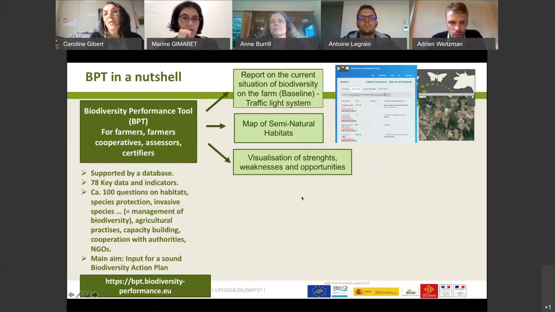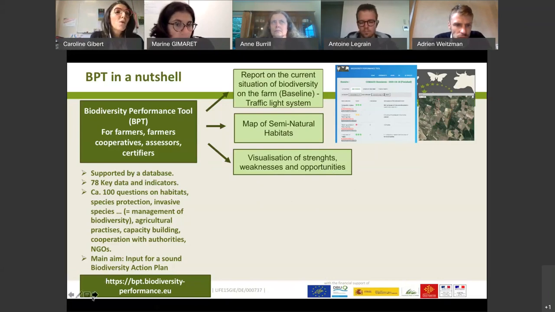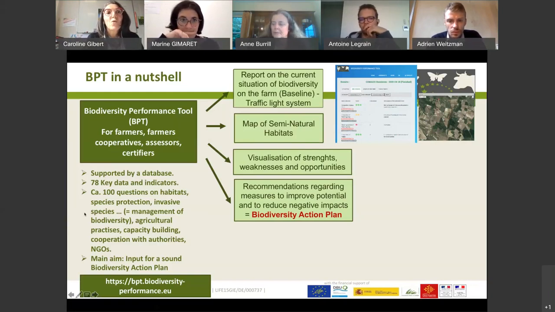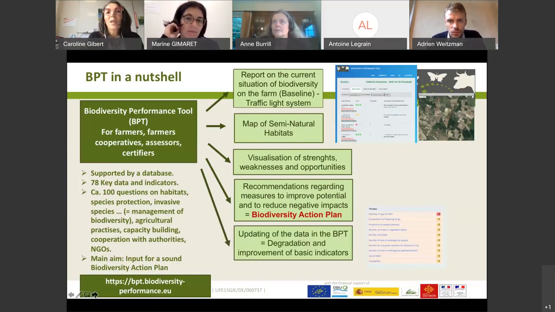As a result, you can visualize the strengths and weaknesses of the farm. And regarding the weaknesses, the tool will propose some opportunities, some actions to implement to have a biodiversity action plan. At this moment, the actions are not prioritized so much, but it's an improvement we are working on now. You can find some recommendations regarding measures to improve potential and to reduce negative impacts through the biodiversity action plan.